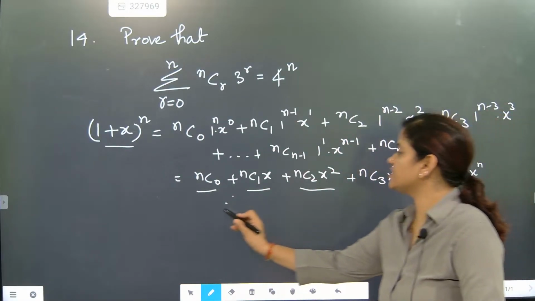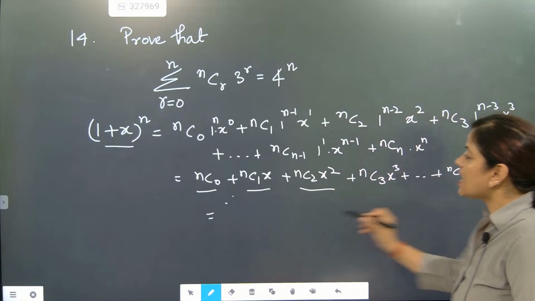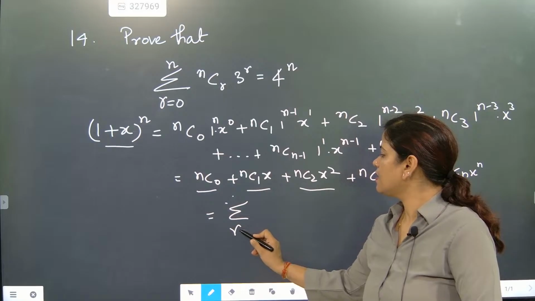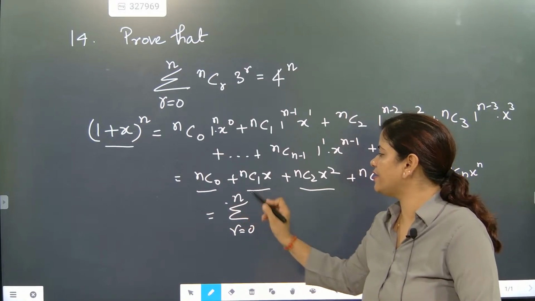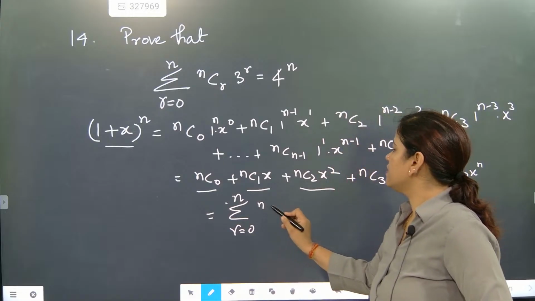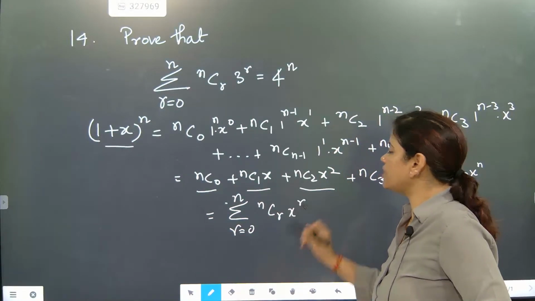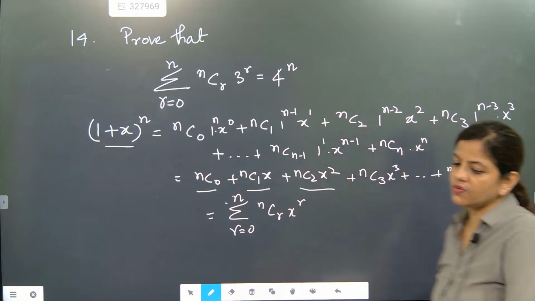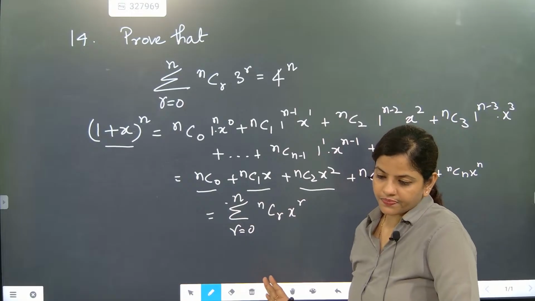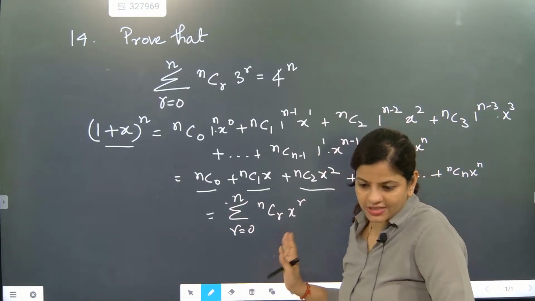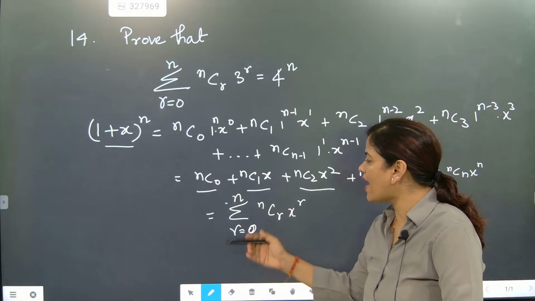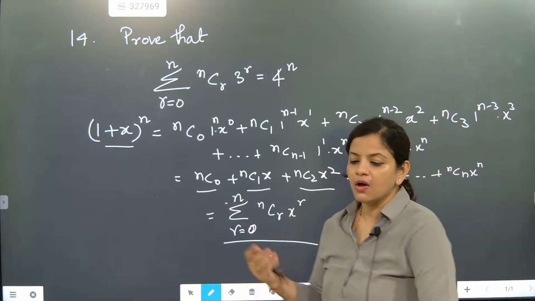So I put summation. Instead of writing this whole thing starting with 0, can I write summation r is equal to 0 to n, nCr x to the power r? Done? Because I summarized it. Now you need to start with 0 if you open it. Your first question will be why I wrote it like this.